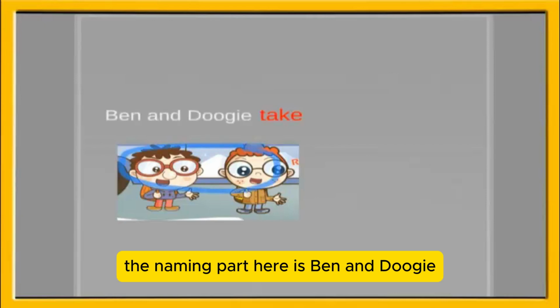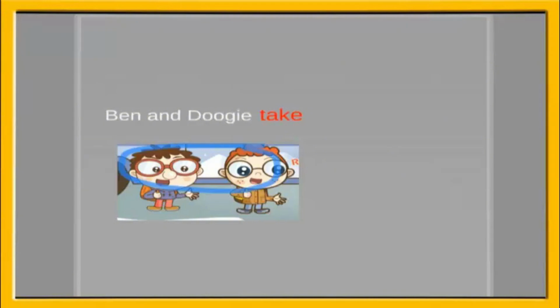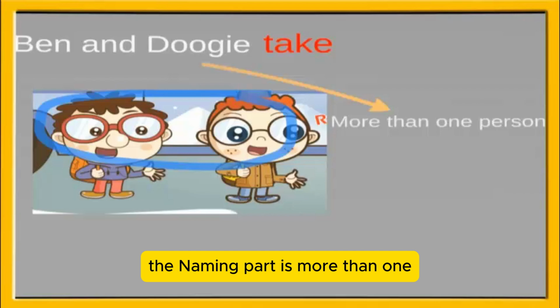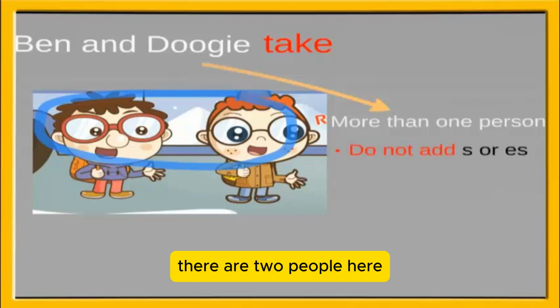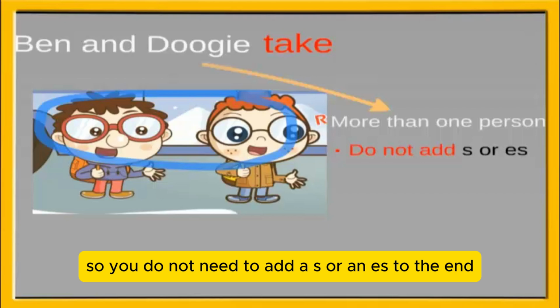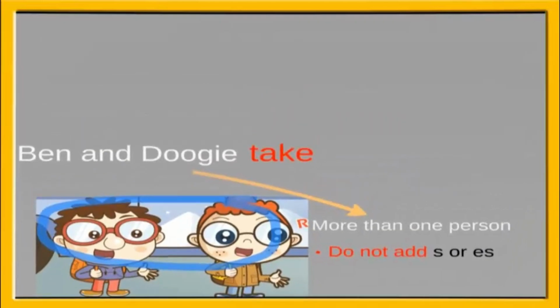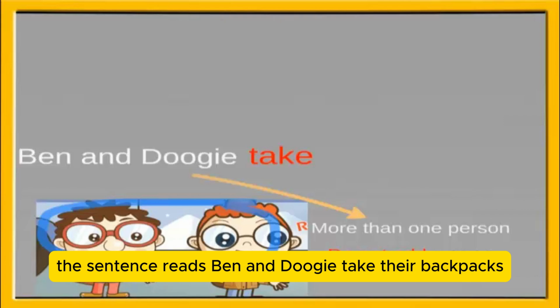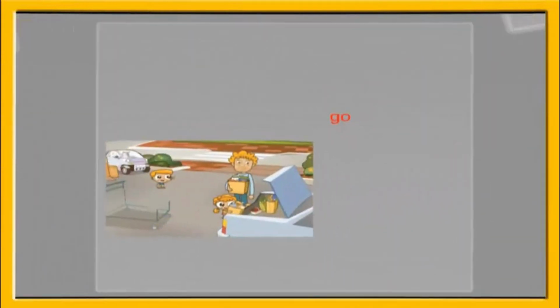But let's take a look at the naming part. The naming part here is Ben and Doogie. Ben and Doogie do the action. The naming part is more than one. There are 2 people here. So you do not need to add an S or an ES to the end. So take stays the same. The sentence reads, Ben and Doogie take their backpacks.